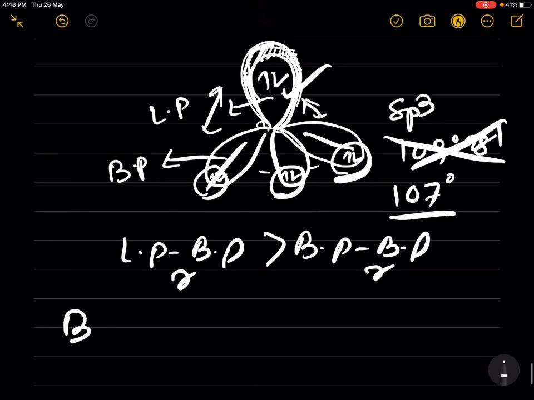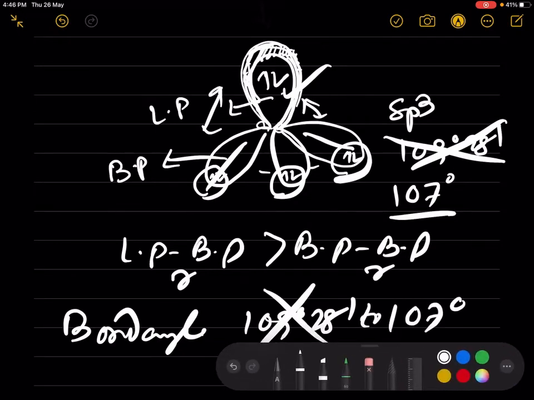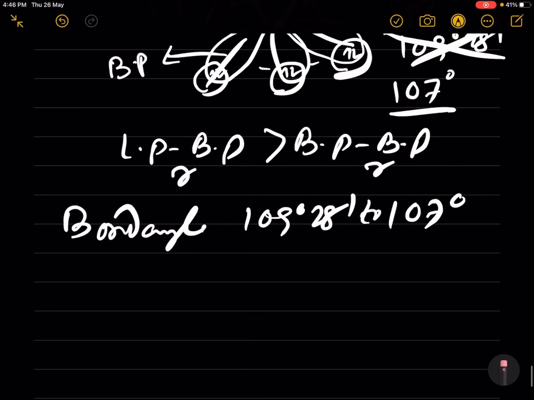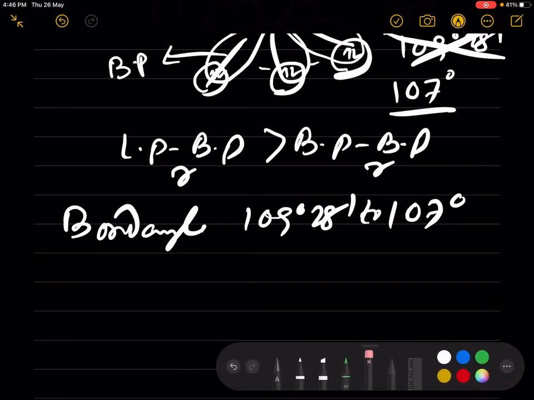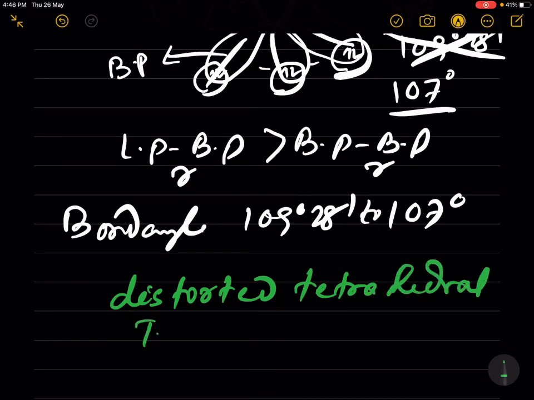Bond angle decreases from 109 degree 28 minute to 107 degrees, and the shape is not tetrahedral. The shape is distorted tetrahedral, that is trigonal pyramidal.